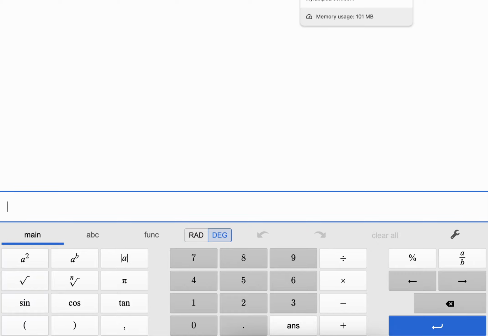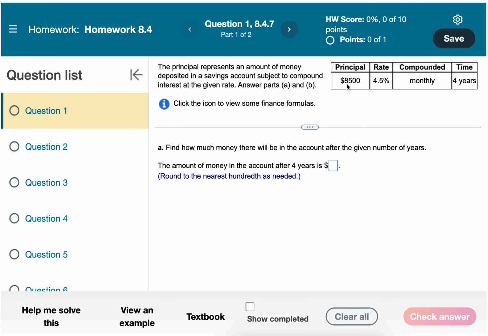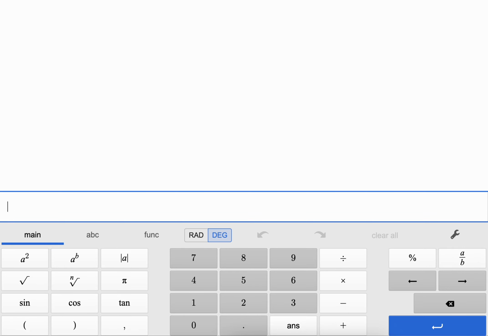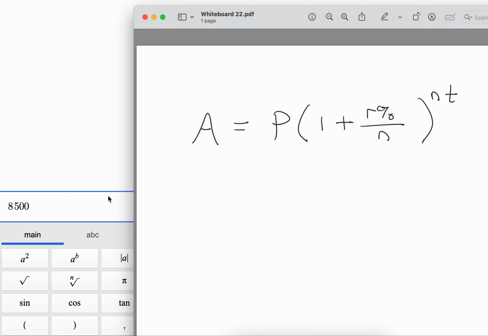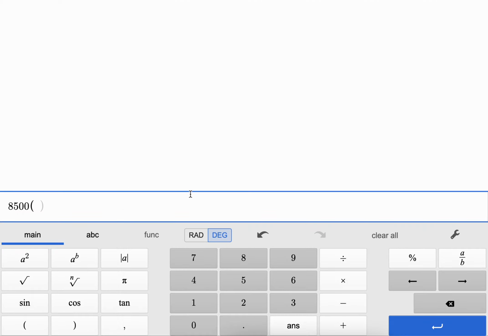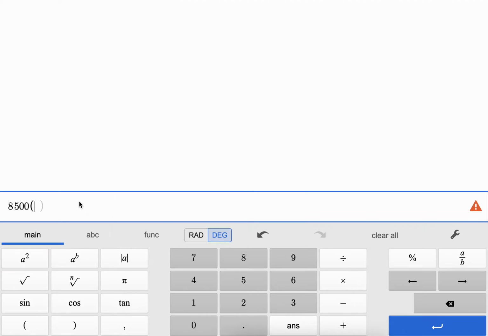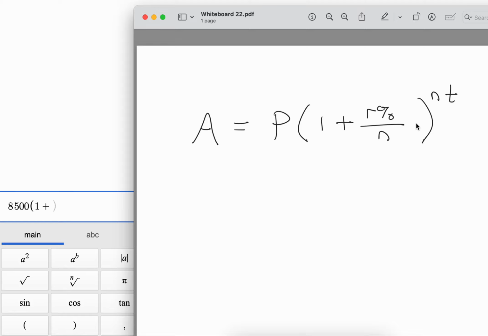Okay, so to start with, going back to the homework, the principal was $8,500. In the formula, that means I put 8,500 right here. Let's start entering that into the calculator. So that was 8,500. Looking at the formula, I need to open a set of parentheses. So I'll click this next. If I look at the formula, it's then 1 plus. So I'm really just going to type this in. So we got 1 plus, and then we have this fraction, R percent over N.